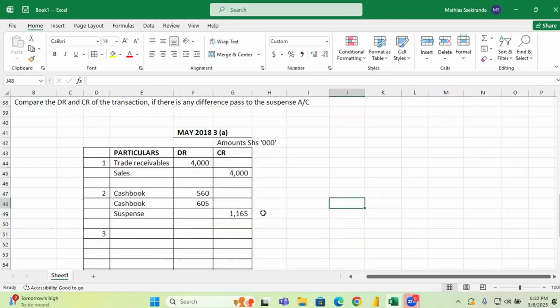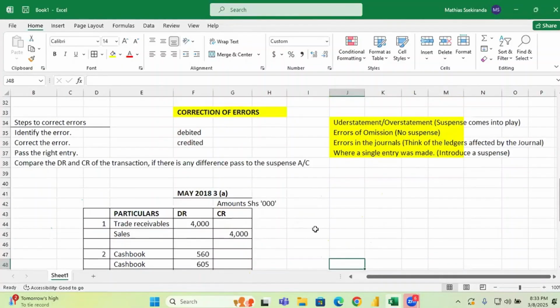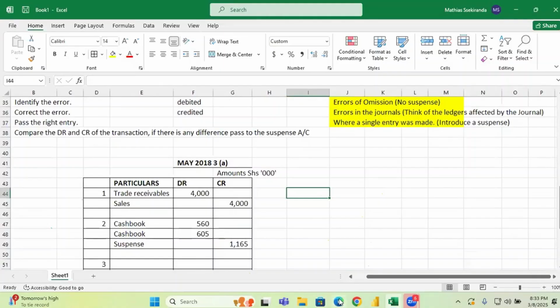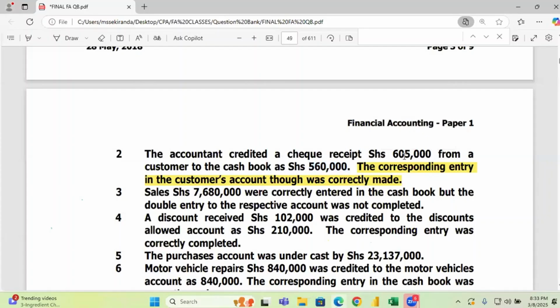I beg your pardon. You mentioned passing the error, and then you entered 605. Rather, pass the right entry. The correct amount that the check had was 605. The check you received was 605, but the accountant, when he was crediting the cash book, credited it with 560.